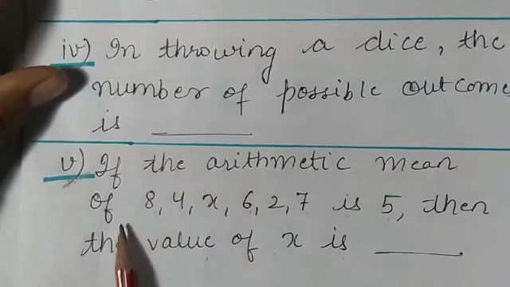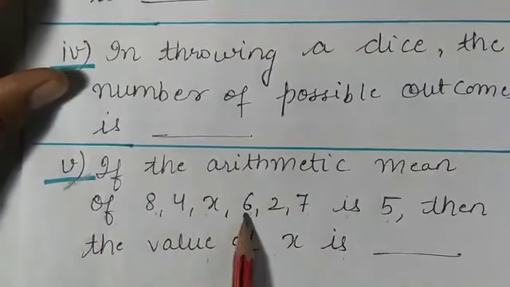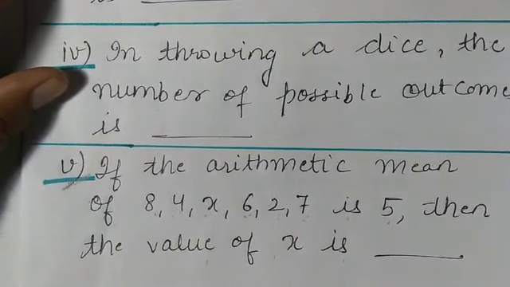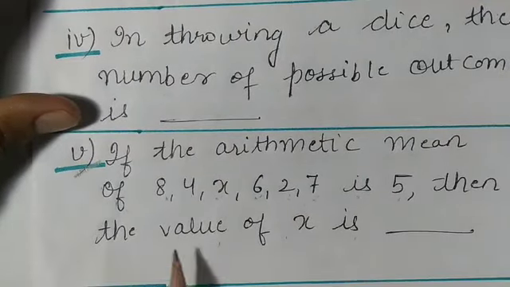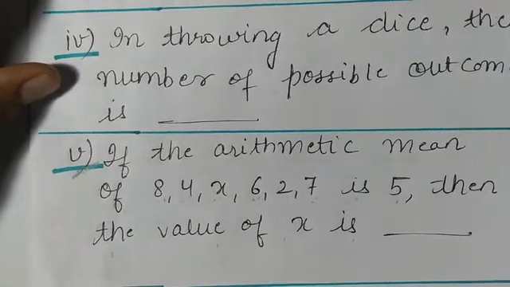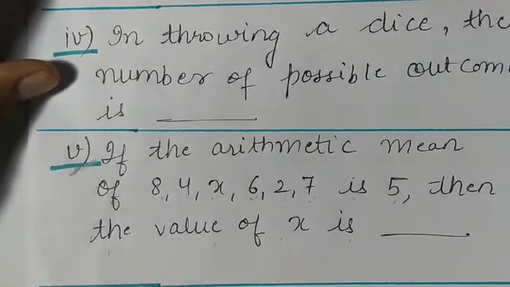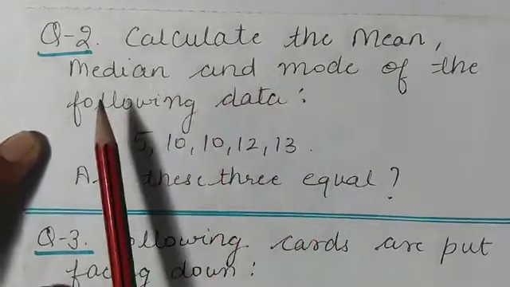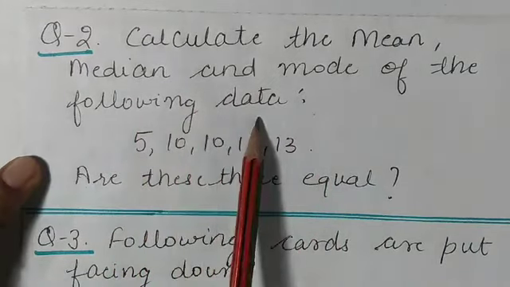Okay. So if the arithmetic mean of 8, 4, x, 6, 2, 7 is 5, then the value of x is dash. So these are the 5 parts of question number 1. Now come to question number 2. Question number 2 you are having is calculate the mean, median and mode of the following data.